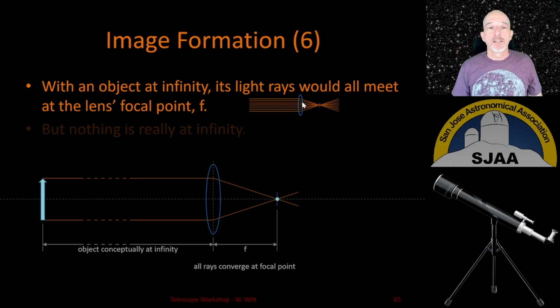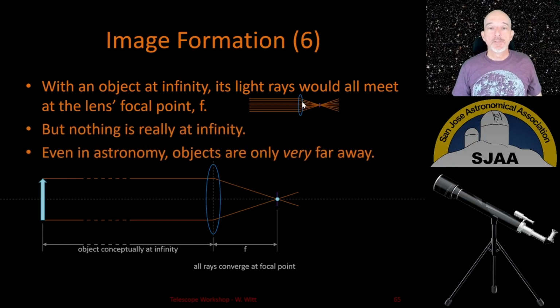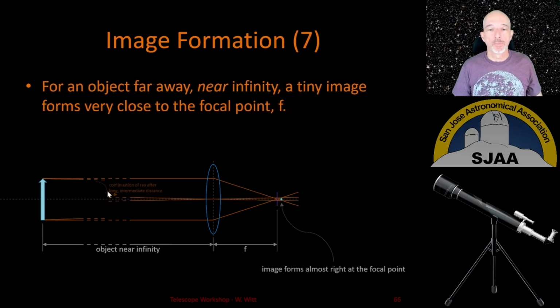But you know what? Nothing is really at infinity. Even in astronomy, objects are only very far away. Sure, they may be 10 million light years, 100 million light years or farther away, but even that's not infinity. It's just a really, really big distance. So if we make this a little more accurate, it would look something like this. Now, the problem is, of course, I cannot draw this accurately because my slide here is not nearly big enough to move my object 10 million light years to the left.